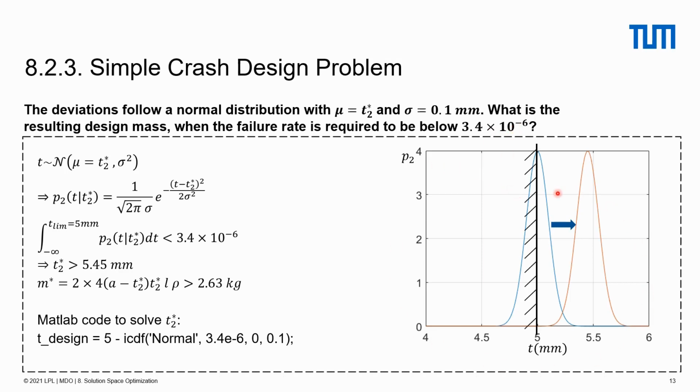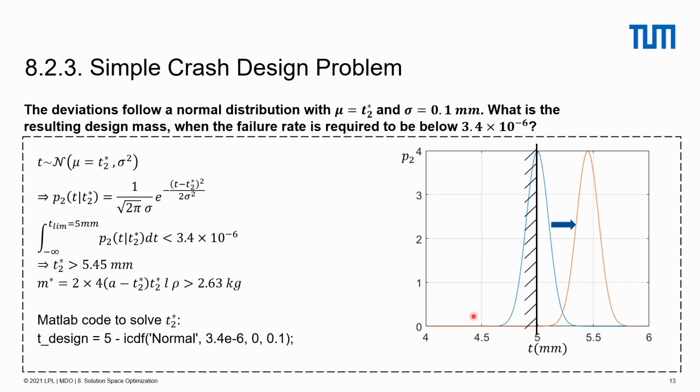Let's have a look at the figure first. Overall, we need to find a design wall thickness greater than 5 mm, so that the integration of the probability density function from negative infinity to 5 mm will be less than 3.4 times 10 to the minus 6.